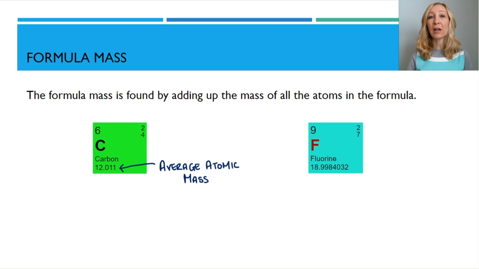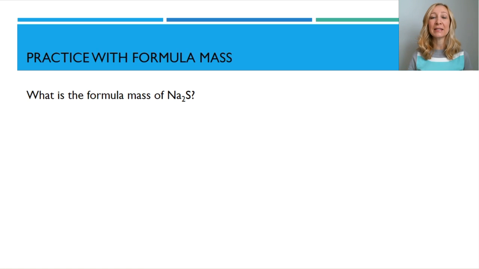Now there may be different isotopes of carbon that are heavier or lighter, but this is the average and this is the number that we will be using. So for fluorine, we'll be using 18.998 and so on. Now every periodic table has the masses in a different place. So use the periodic table that you're most comfortable with and find the masses on your periodic table.